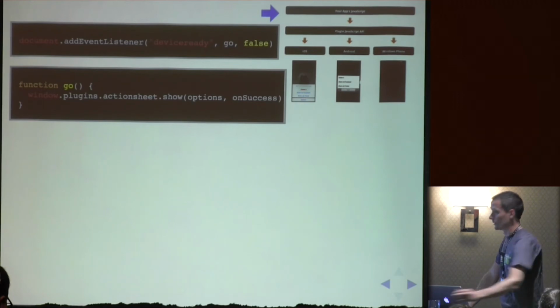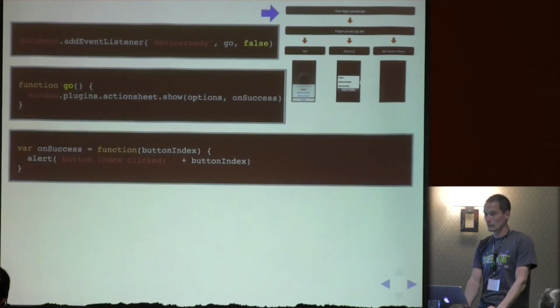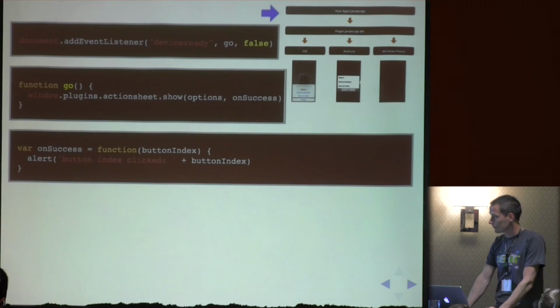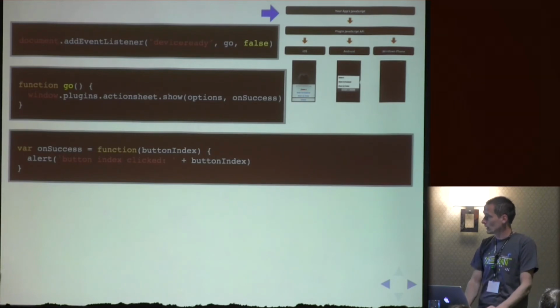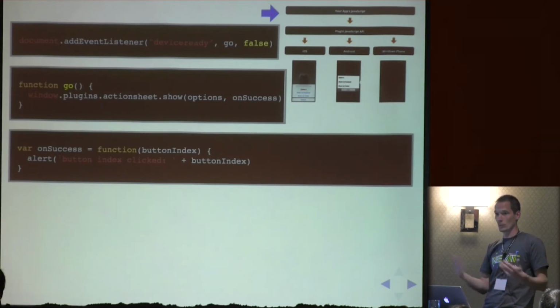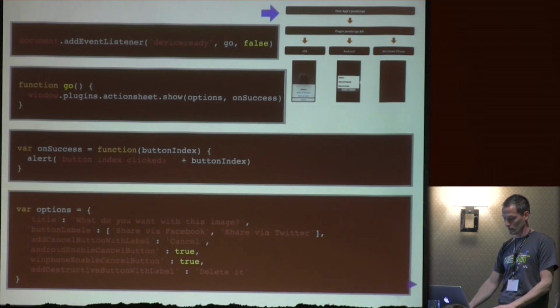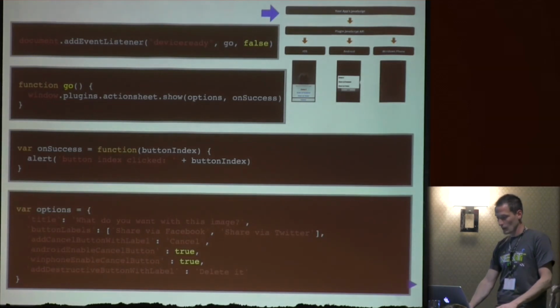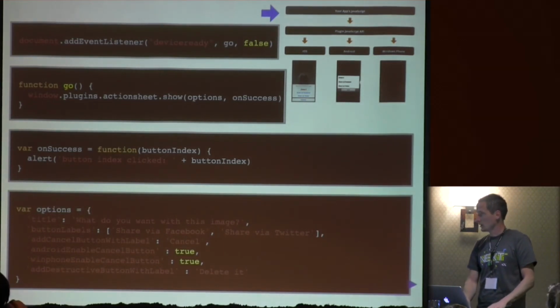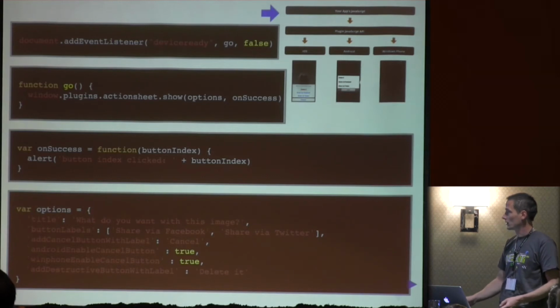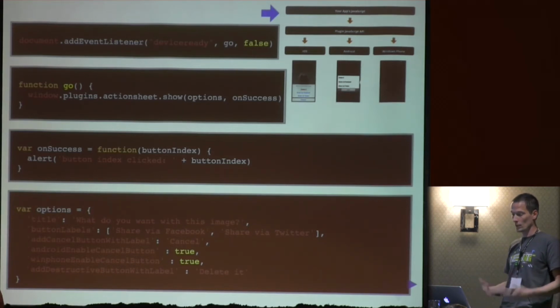And it also has an onError function, by the way, but I'm going to ignore it for this demonstration. The onSuccess function, in return, only gets a button index, that's 1 or 2, I pressed before. And in this case, I just alerted it to the screen. And the options object is an important thing. It's the data you want to communicate to the native code.